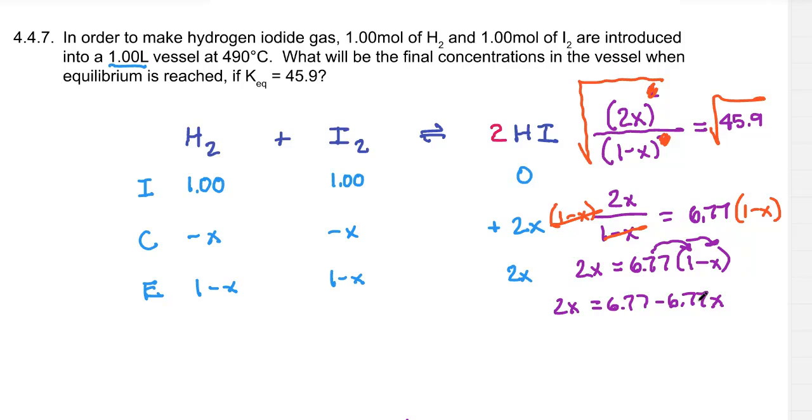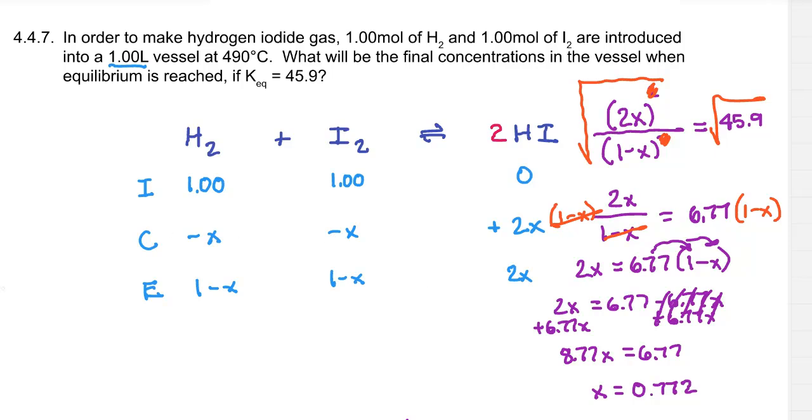Now, we want all our x's on one side, so having x on the left and x on the right is not good. To get rid of this, you can either take it to the left side and it becomes plus 6.77, or you can think of it as I'm adding 6.77x to each side of the equation. Both of those are valid. This cancels, so that's all gone. And we get 2 plus 6.77 is 8.77x equals 6.77. Divide by 8.77, and we get x equals 0.772.